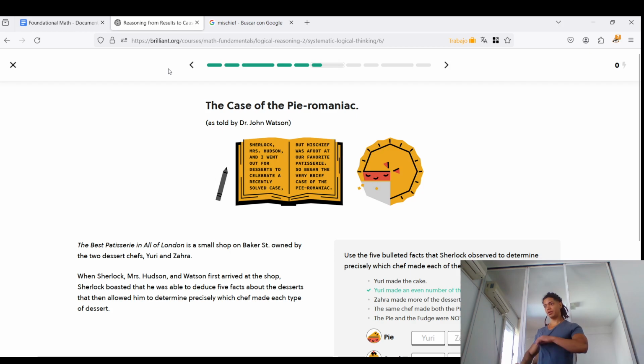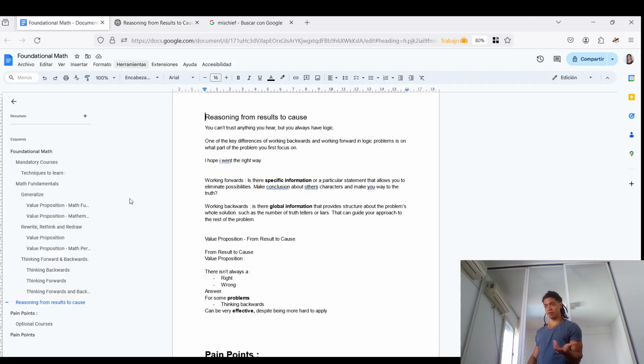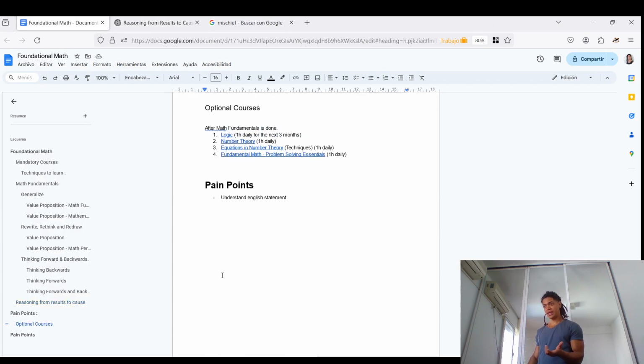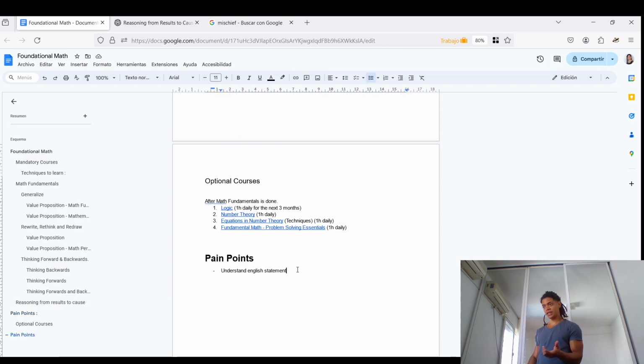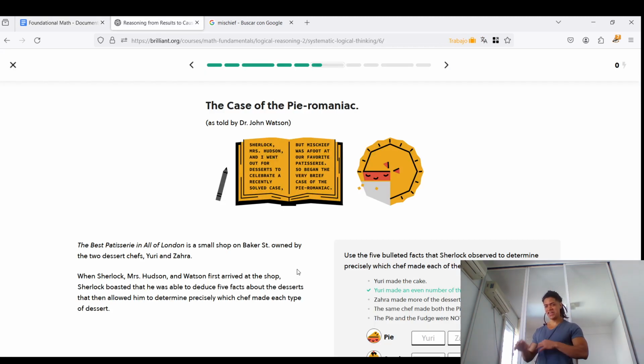Ah, on our favorite pasticier. Okay, so my main flaw here is again English. British. Now it is British. Understand British English statement. Okay, this now recognizes this pain point.